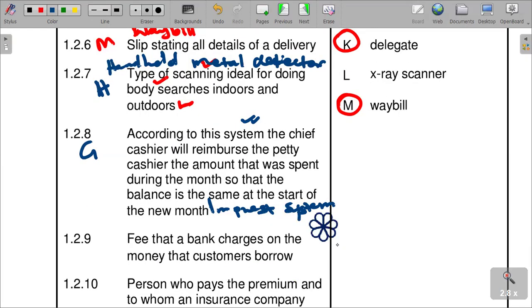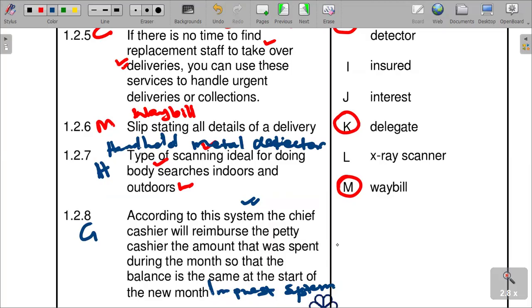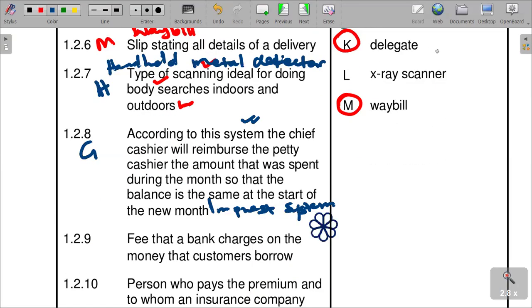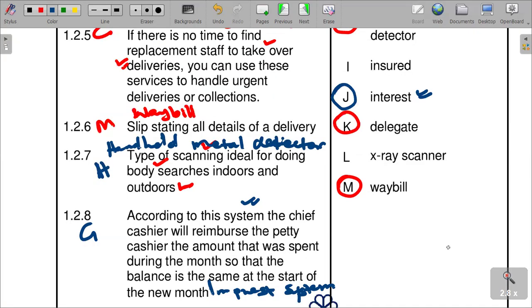Number 9, a fee that a bank charges on the money that customers borrow. What is the fee that banks charge on money borrowed by customers? I'm sure you'll say interest. Interest is a percentage amount of money charged by banks when you borrow money. So it's interest, which is letter J.